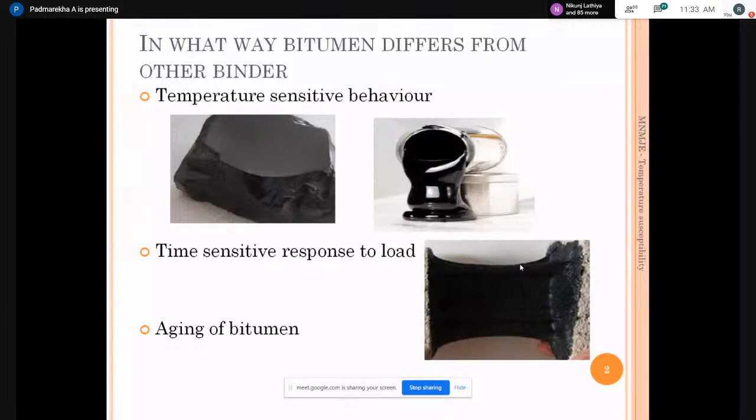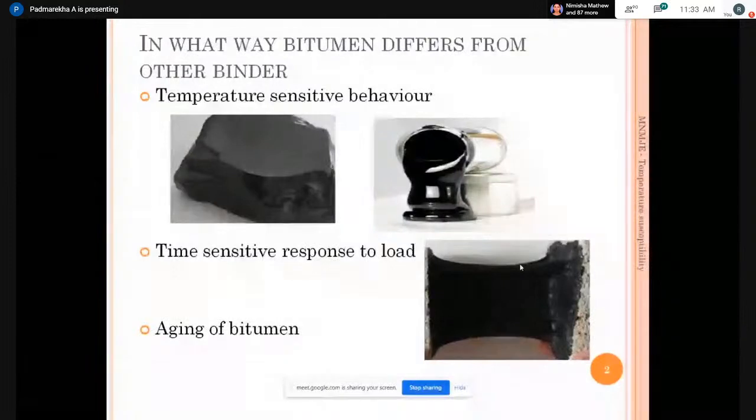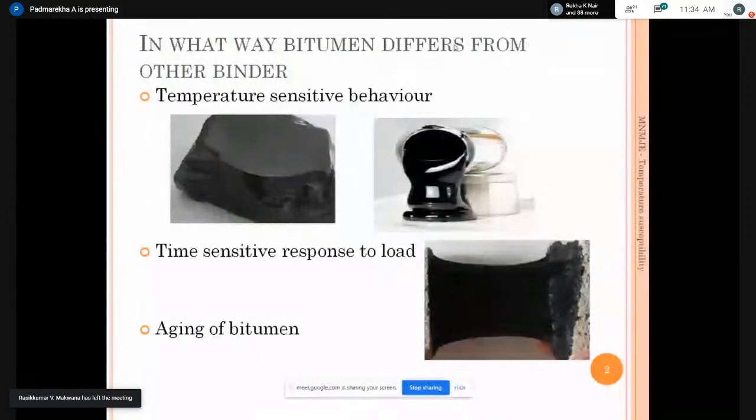At 20 degrees Celsius, bitumen is a solid kind of substance, which you can see in this picture, a solid bitumen at a low temperature. The same bitumen, when you heat it, starts flowing as the temperature increases. At 60 degrees, the flow will be relatively lesser compared to 130 or 135 degrees Celsius. At 160 degrees Celsius, it flows almost like water. So it is a very temperature dependent behavior that differentiates bitumen from the other binders that we civil engineers use.